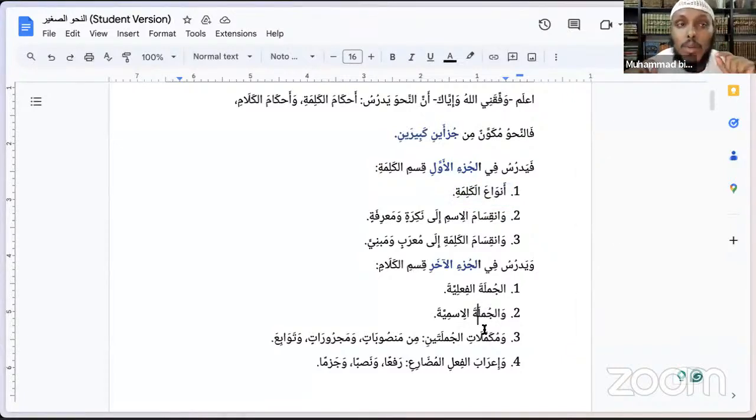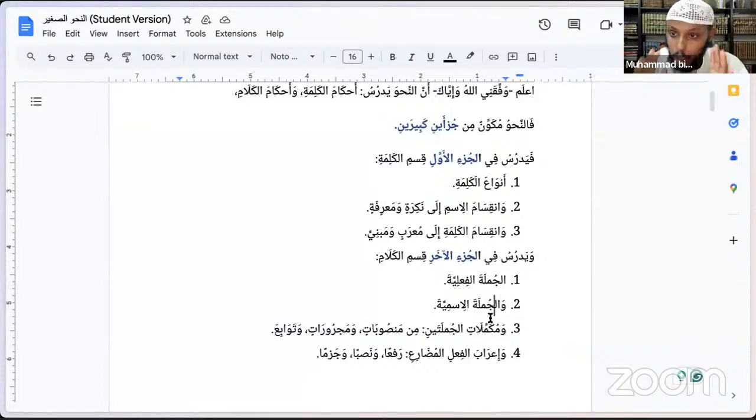So when you look at jumla fi'liya, that jumla fi'liya is going to have pillars that it is built on. That's what we're going to study first. Then we have jumla ismiya. That jumla ismiya has pillars that it is built on. There are things that are the minimum requirement to have a jumla ismiya, and there are things that are the minimum requirement to have jumla fi'liya. That's what we're going to study in these two chapters.